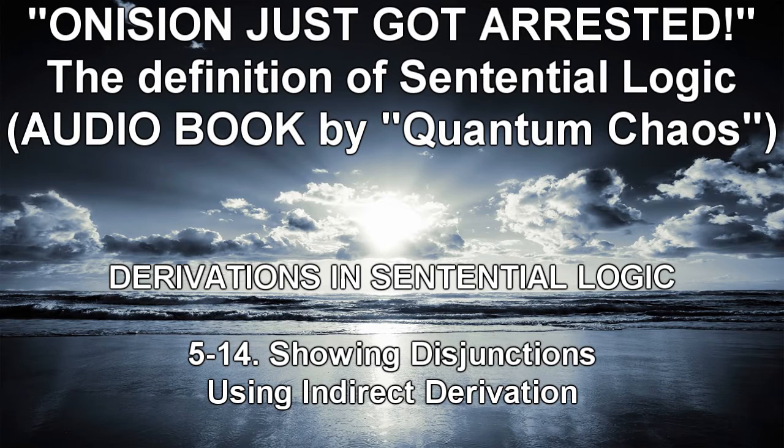14. Showing disjunctions using indirect derivation. The second form of ID is very useful for showing atomic formulas, as demonstrated in the previous section. It is also useful for showing disjunctions. Consider the following derivation problem.